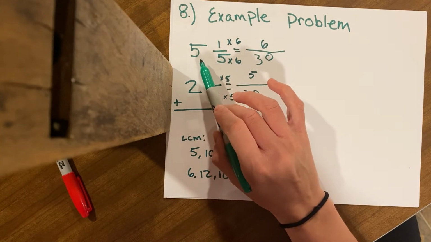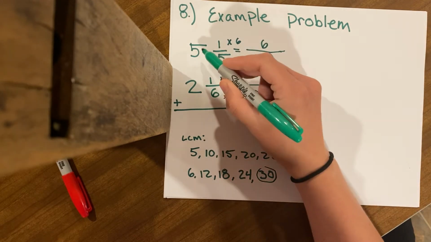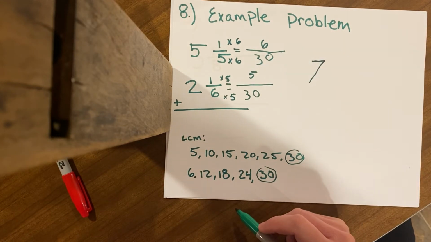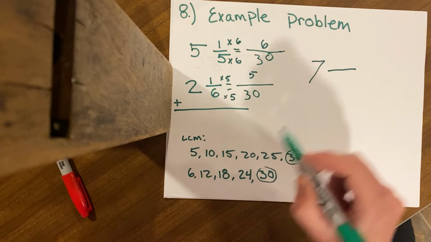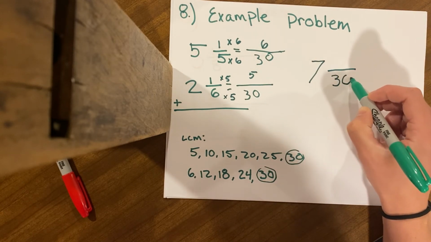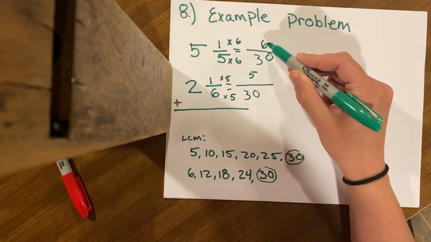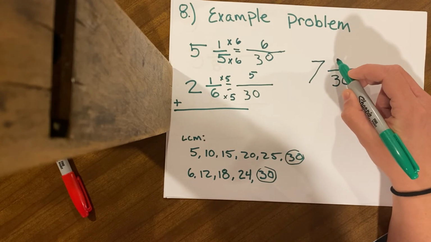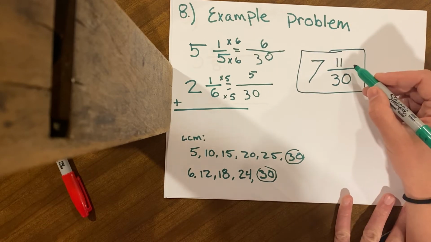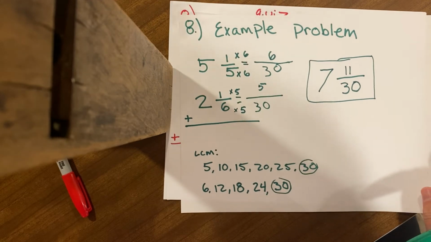Okay. Now, we cannot forget our whole numbers when we add. So, first thing we're going to do is add 5 plus 2 is 7. Now, we know that we're going to keep the denominators the same. Okay? And we're going to add our numerators. 6 plus 5 gives us 11 for our final answer of 7 and 11/30. Let's look at quiz problem number 8.